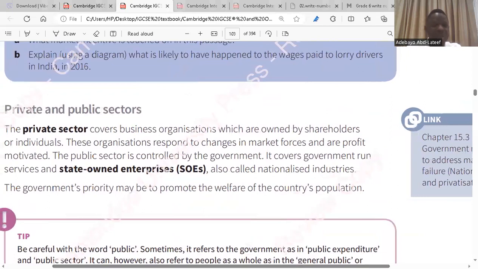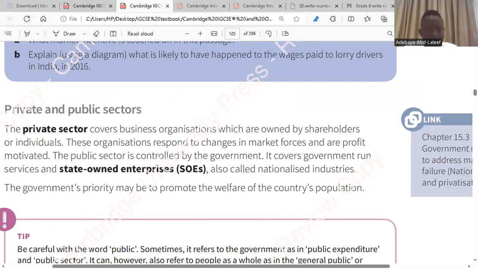Sorry about that. So we're going to private and public sectors. The private sector covers business organizations which are owned by shareholders or individuals. These organizations respond to changes in market forces and are profit motivated. We call it a private sector because it involves businesses that are thinking more of profit. Any business that thinks about profit making is a private sector business.